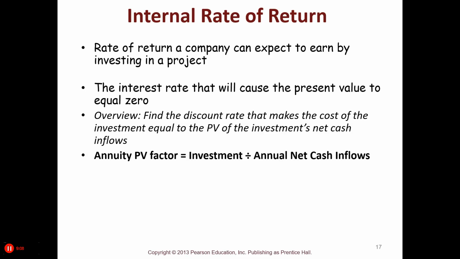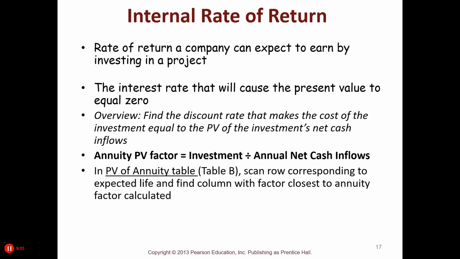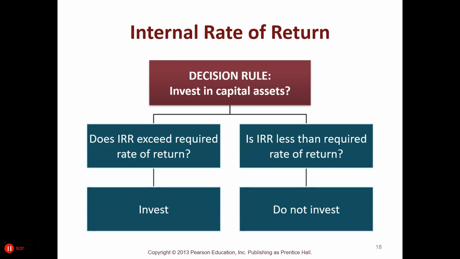We're going to take the investment divided by the annual net cash inflows. And then we go to the present value table, which is table B in your book, and we're going to scan the row looking for the corresponding factor based on the expected life, and we're going to find the factor that is closest to the number we get. So, if the internal rate of return exceeds required rate of return, we're going to invest.